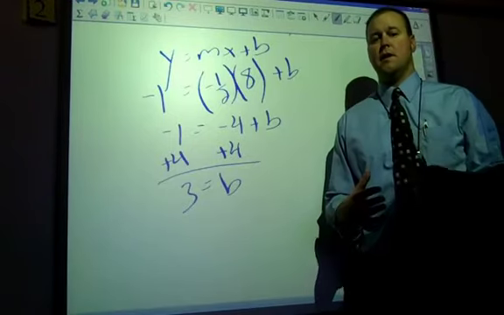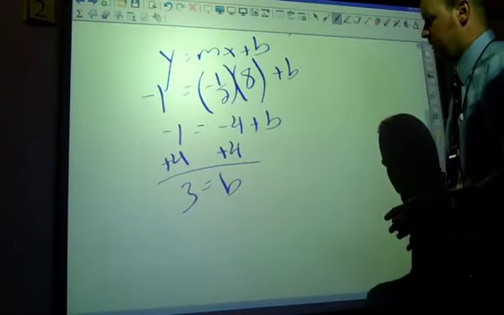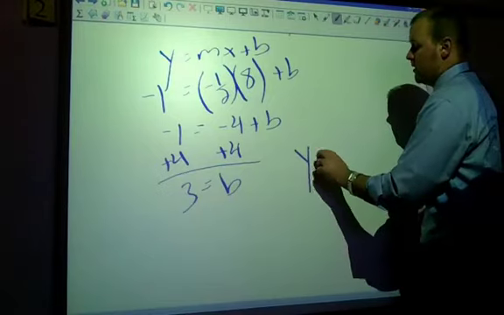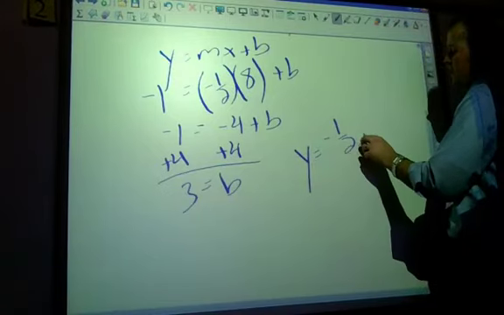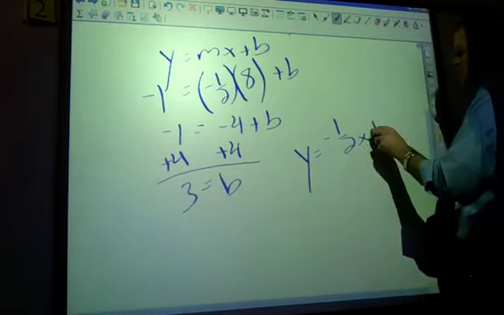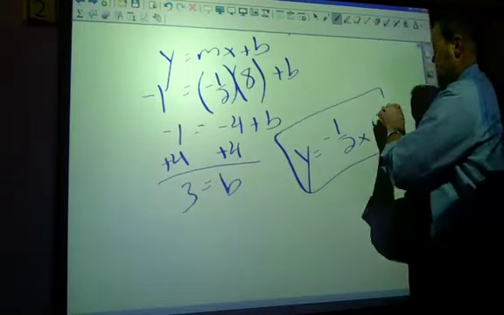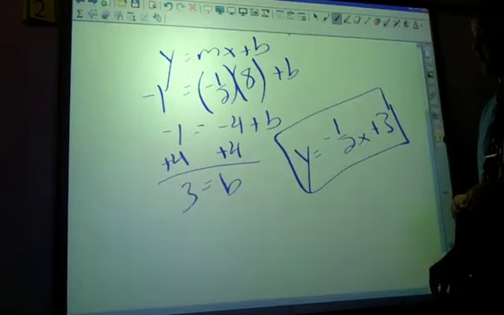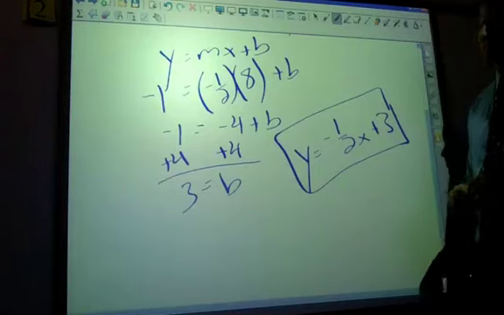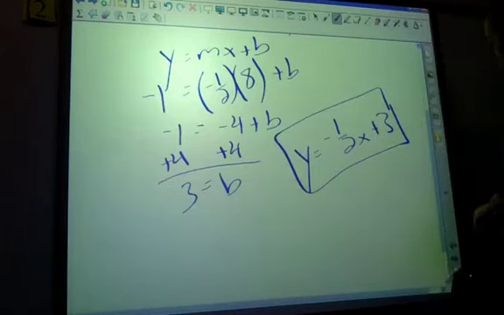b equals 3 is not an equation of a line though. So what we have to do is finish that up and say y equals the slope, negative 1/2 x, plus 3. So that should be my final answer. That is the equation of a line in slope-intercept form.